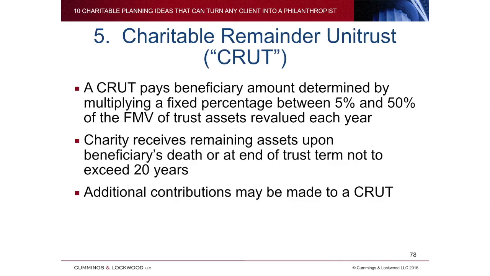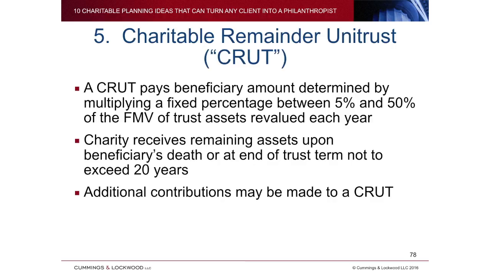We love our acronyms. A charitable remainder unitrust, or a CRUT, pays a beneficiary an amount determined by multiplying a fixed percentage between 5 and 50% of the fair market value of trust assets revalued each year. Because the payment amount is recalculated each year, this type of charitable trust provides a hedge against inflation. CRUTs are less likely to be depleted and fail the 10% remainder test.